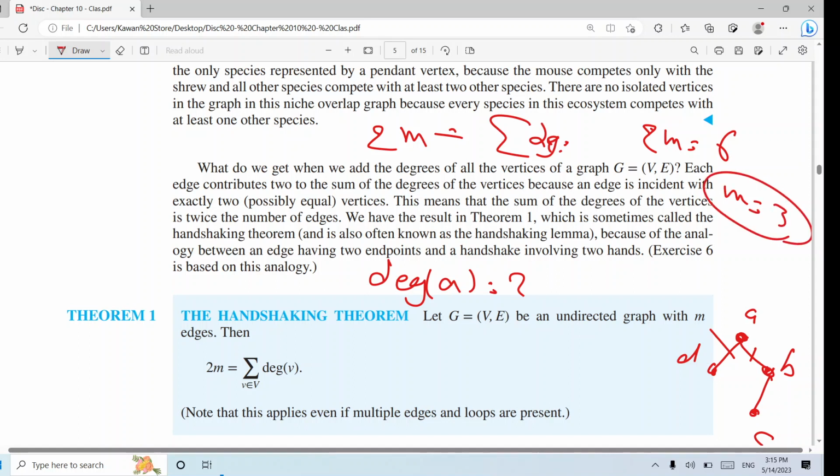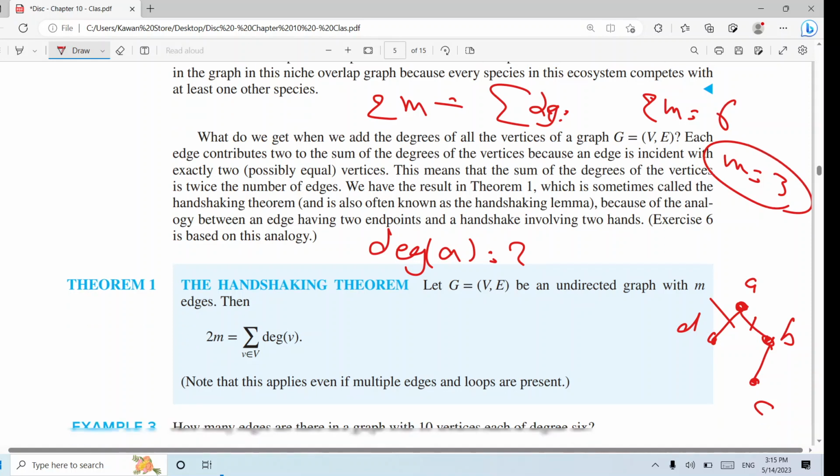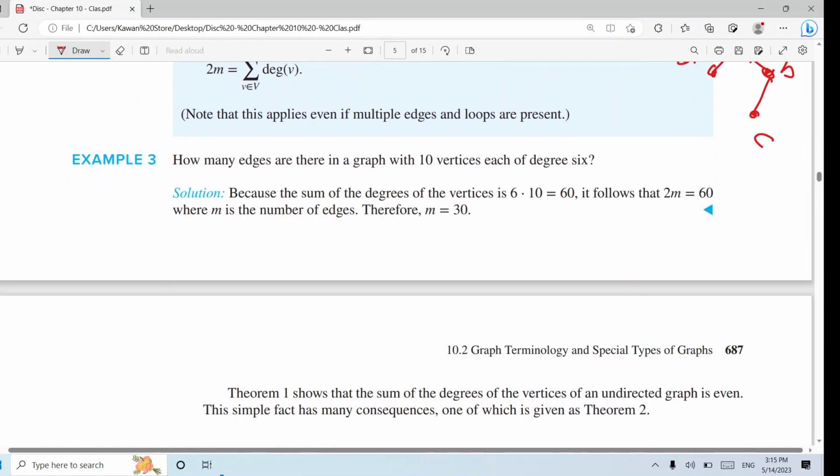What do you mean by 3? It means that you have 3 edges in the total graph. Why do we count double? Because it's like handshaking, shaking hands, as we say. You got the idea? Good. So this example is important, and think about it at home.